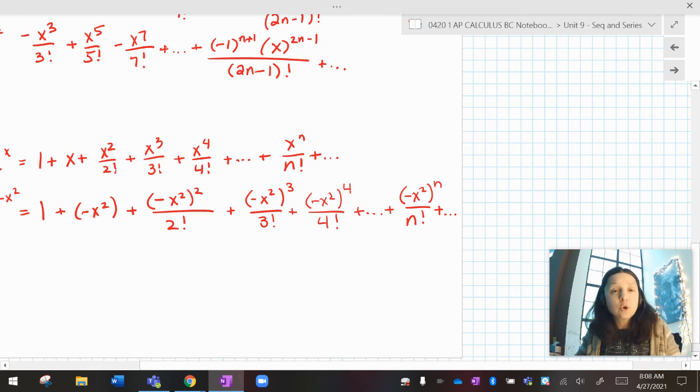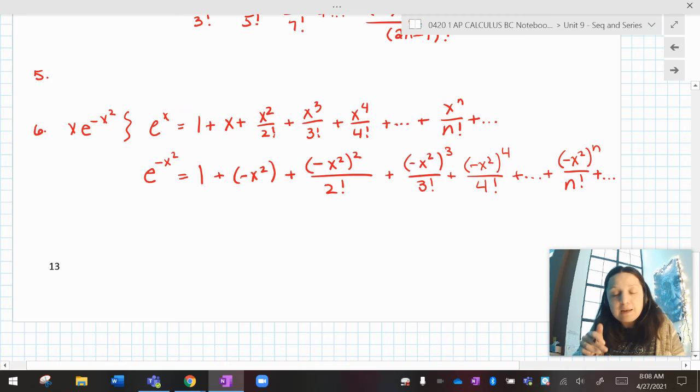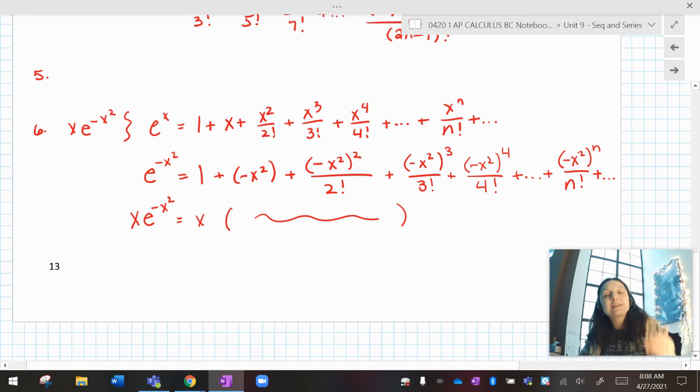Okay, looks good. Can it be simplified? Yeah. Do I have to simplify it? No. Then I'm supposed to take that and e to the negative x squared and multiply it by x. Well, if I multiply the left-hand side by x, I need to multiply the right-hand side by x, and multiplication is distributive, so I need to multiply every single term by x.